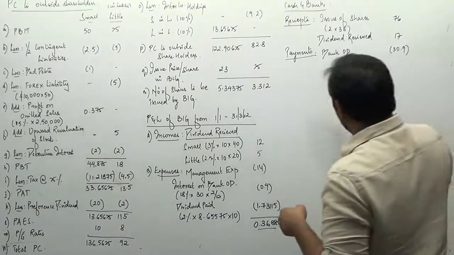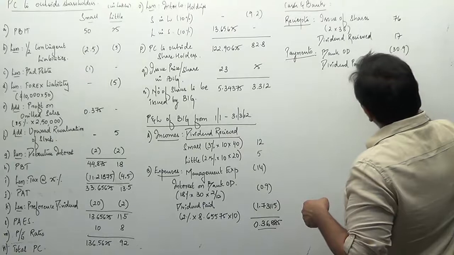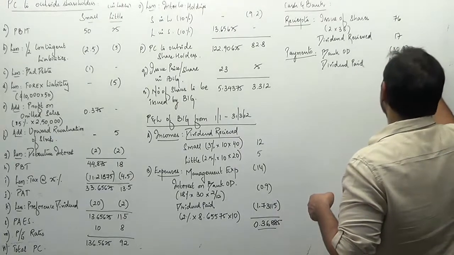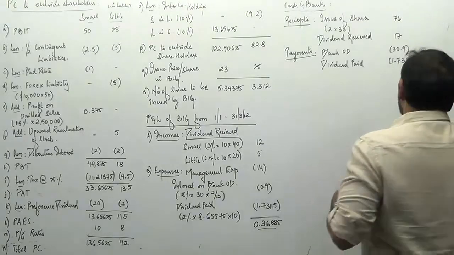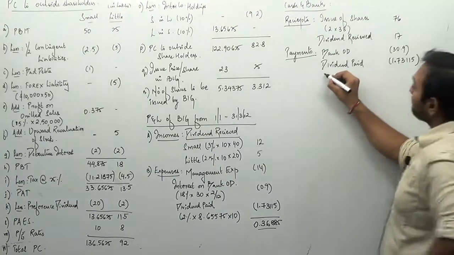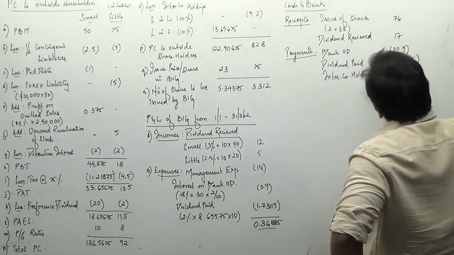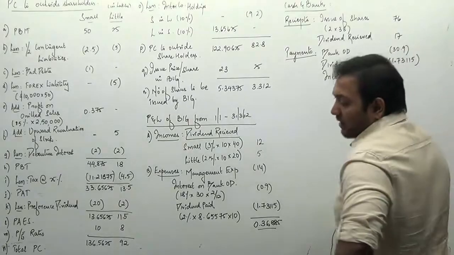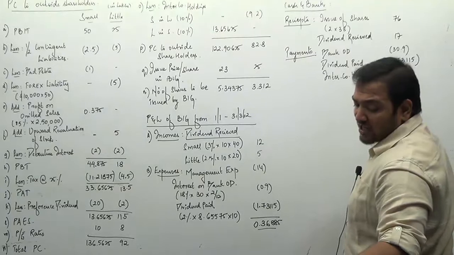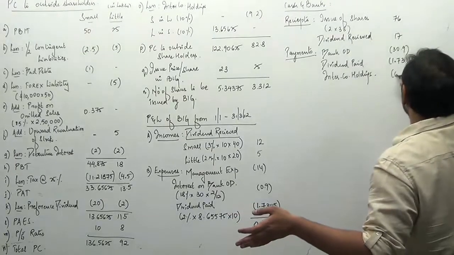What else did we pay? We also paid dividend, 1.73115. One last payment to be taken up is for the intercompany holdings. Intercompany holdings are transferred on the balance sheet date, consideration payable on the date of transfer. They're paid at par. How many shares? 4 lakh shares in Small, 40 lakhs, 2 lakh shares in Little, 20 lakhs, 40 plus 20, what they totally pay is 60.